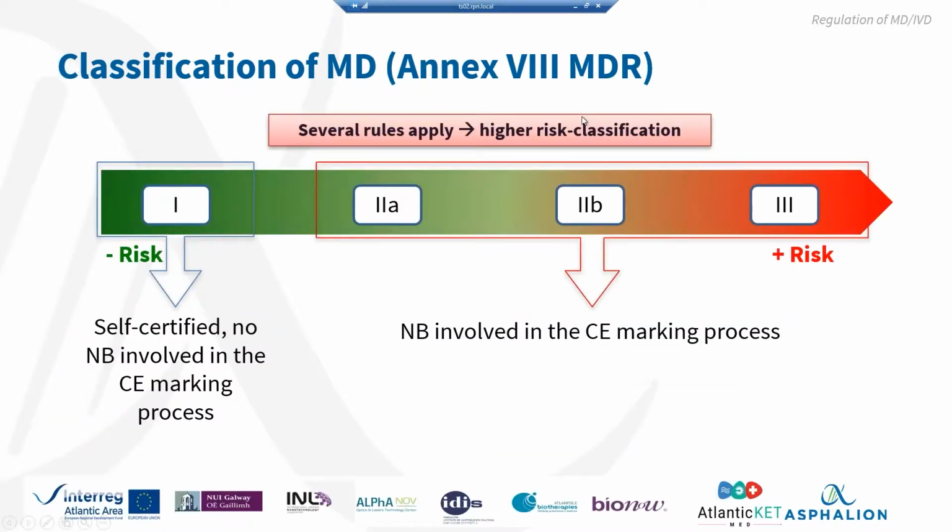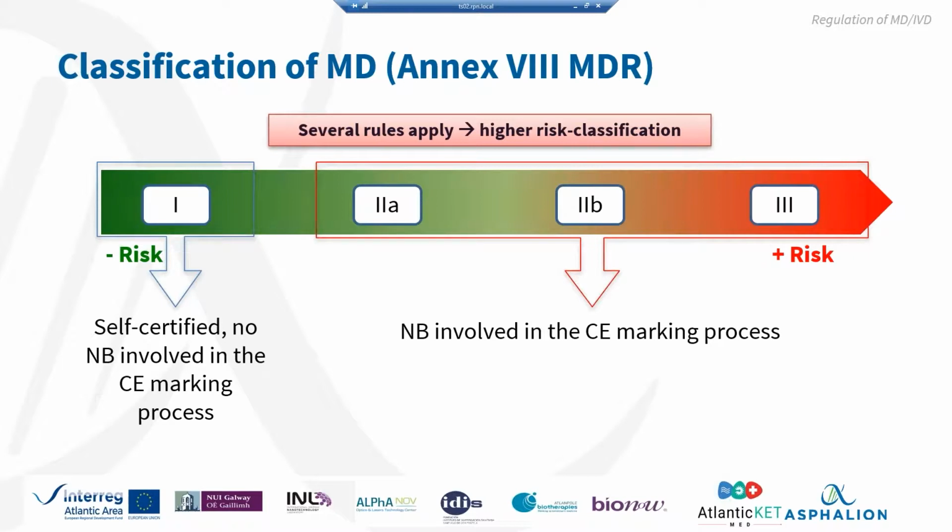So once we have these four points clear, we aim to classify our device. What we do is follow the rules laid down in Annex 8 of the Medical Devices Regulation, and we see which rules are applicable to our device. Once we follow these rules, we can determine if our device is Class 1, Class 2A, 2B, or 3. We go from lower risk to higher risk.